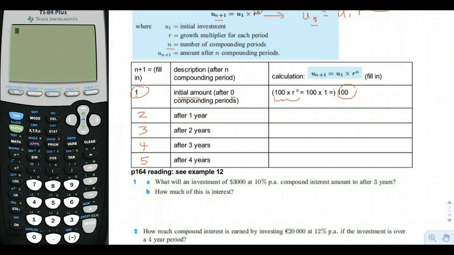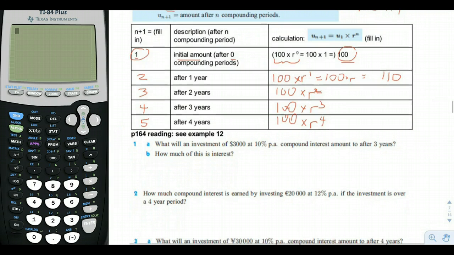The first amount is going to be the initial amount. The second amount is going to be after 1 compounding period, so that would be 100 times r to the first, which is equal to 100 times r, which, using the r of 1.1, would be 110, for example. And then the next one is 100 times r squared. And the next one's 100 times r to the third. Next one's 100 times r to the fourth. Okay?